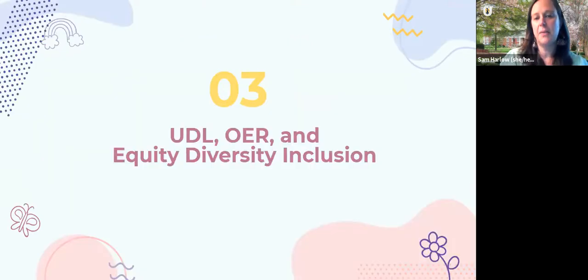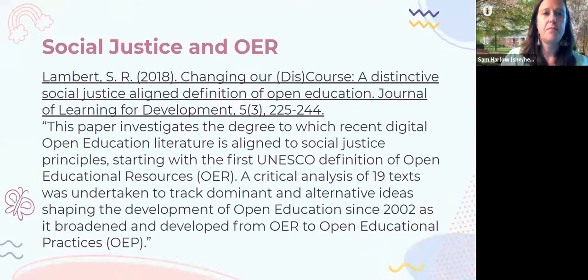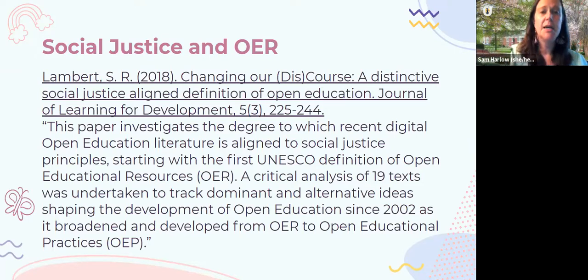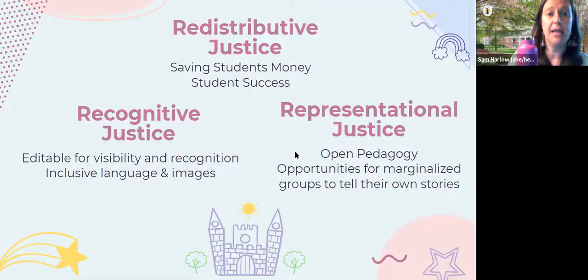So lastly, we're going to talk about the intersection between universal design for learning, open educational resources, and equity, diversity, and inclusion, also referred to as EDI. A lot of you are probably familiar with Sarah Lambert's 2018 article, Changing Our Discourse: A Distinctive Social Justice Aligned Definition of Open Education, where the paper investigates the degree to which recent digital open education literature is aligned to social justice principles. The link is here. If you haven't read this article, I highly recommend it.